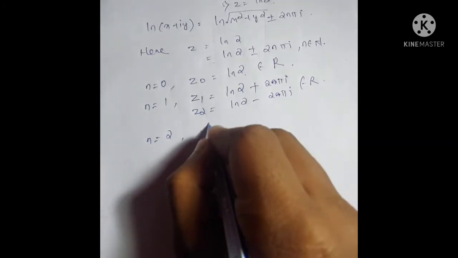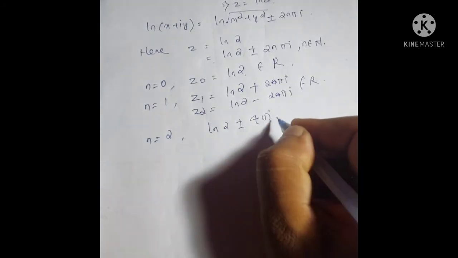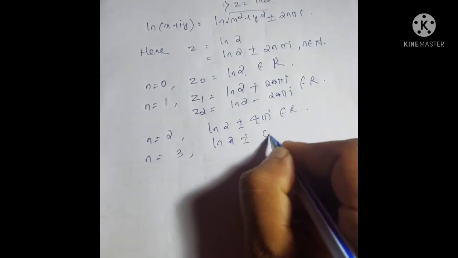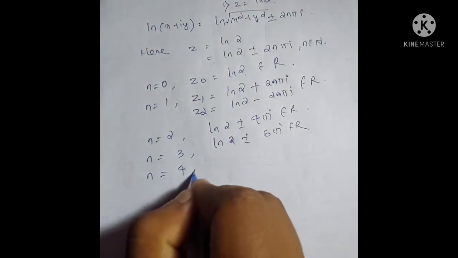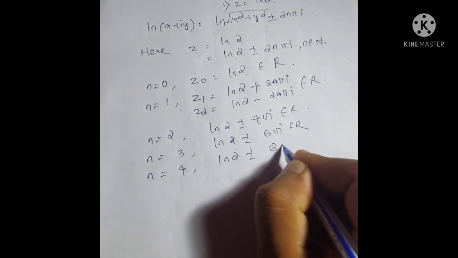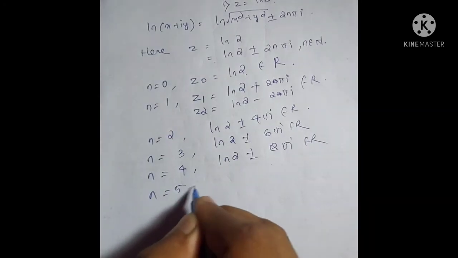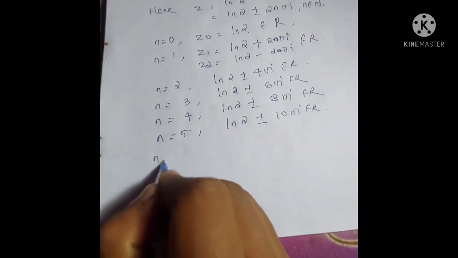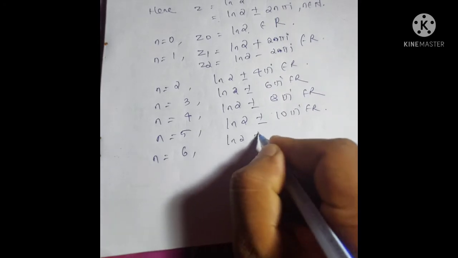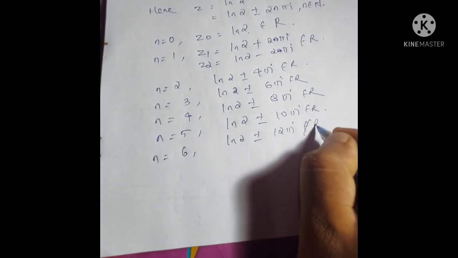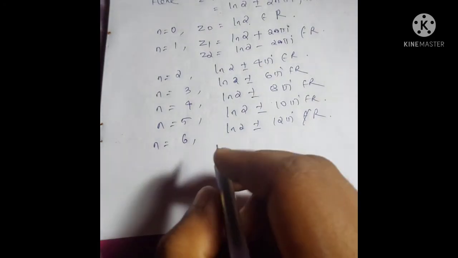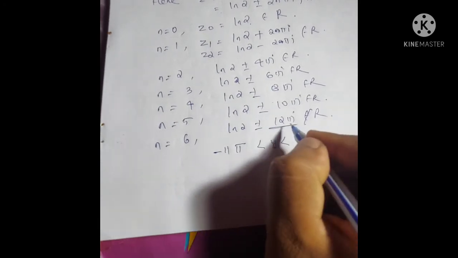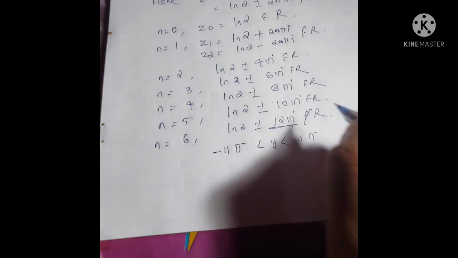Similarly for n = 2, we have ln 2 ± 4πi belongs to R. For n = 3, we have ln 2 ± 6πi belongs to R. For n = 4, we have ln 2 ± 8πi belongs to R. For n = 5, we have ln 2 ± 10πi belongs to R. For n = 6, we have ln 2 ± 12πi, which does not belong to R because the imaginary part of z is between -11π and 11π. But here the imaginary part is 12π, which does not belong to the region.